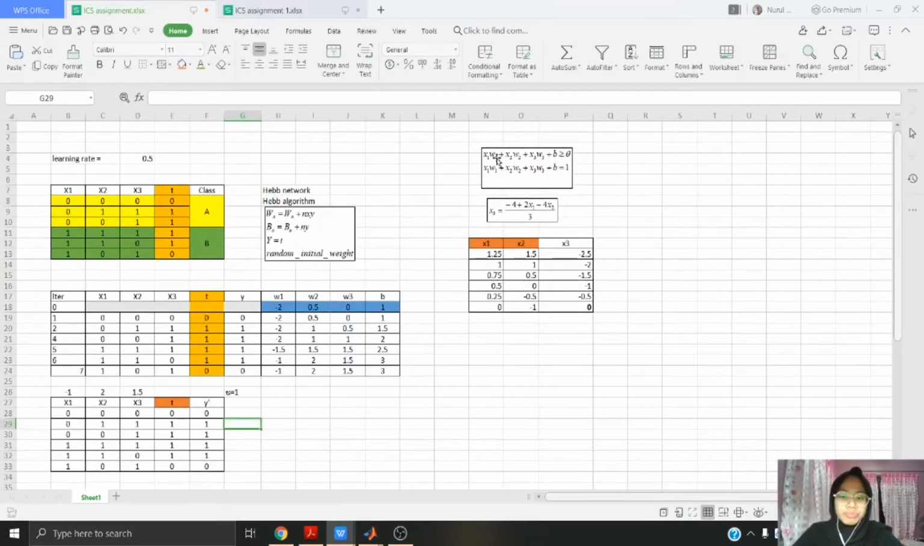Therefore, after that, we create an equation based on this to create a straight line. So we have x1 w1 plus x2 w2 plus x3 w3 plus b equals to theta 1, which is from here. So key in the values of w1, w2, w3 and bias. We have x3 equals negative 4 plus 2x1 minus 4x2 equals 3. After that, since we have three variables, we assume the values of x1 and x2 ourselves to gain the value of x3.